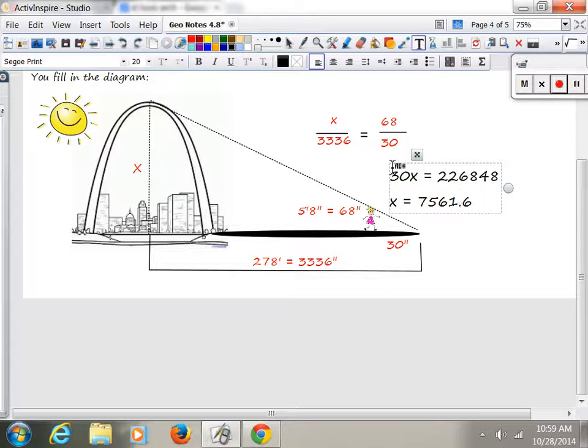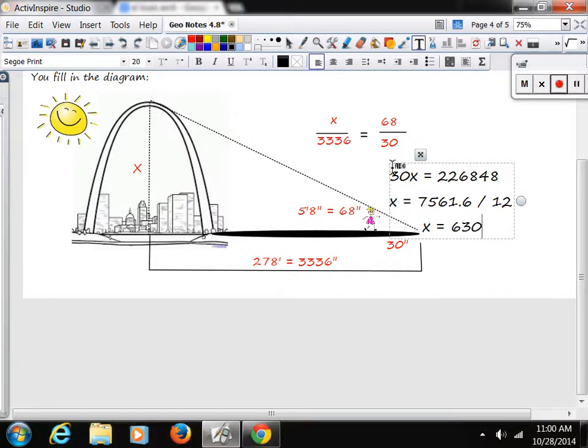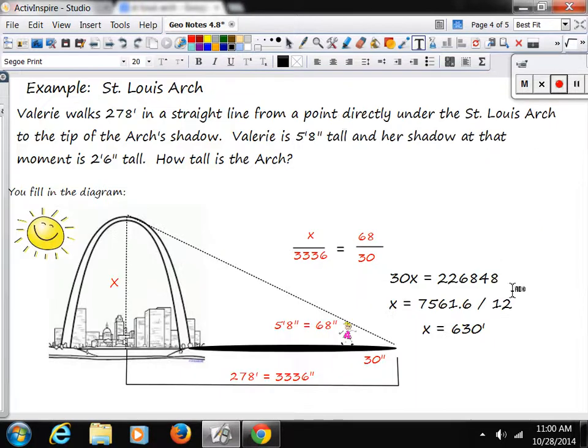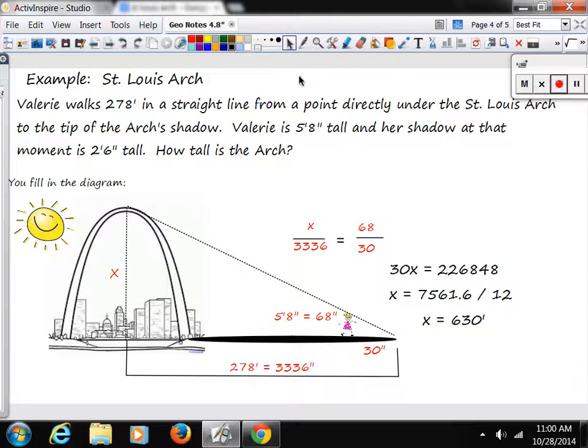Now, how do I get that into feet? Divided by 12. So x equals 630.1. I'm going to round it to 630. 630 feet is the height of the St. Louis Arch. No, but that wouldn't be any fun. This is way more fun.